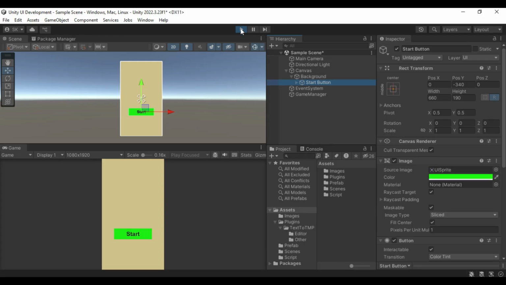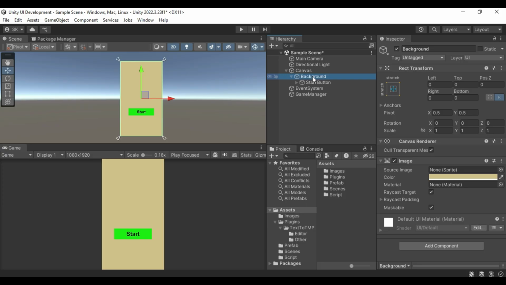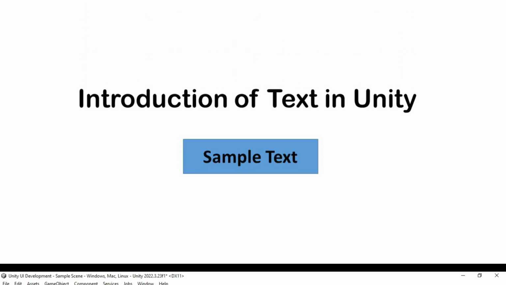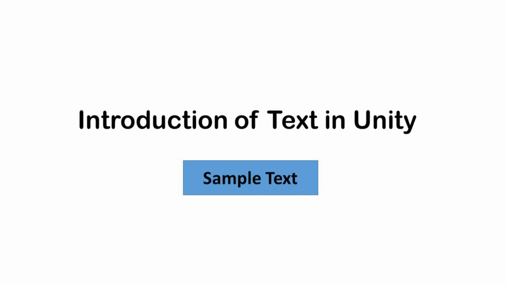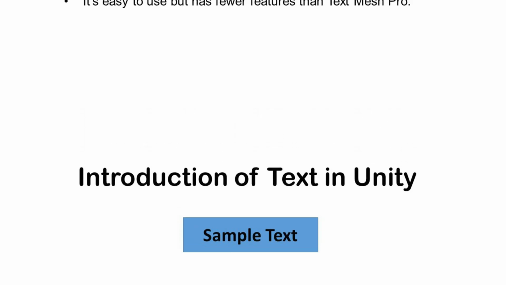Great. Now that we have created and customized our button, it's time to move on to the next essential UI element, text. I will walk you through how to add and customize text in Unity step by step. So let's dive in and learn how to style text to make it stand out in your UI.